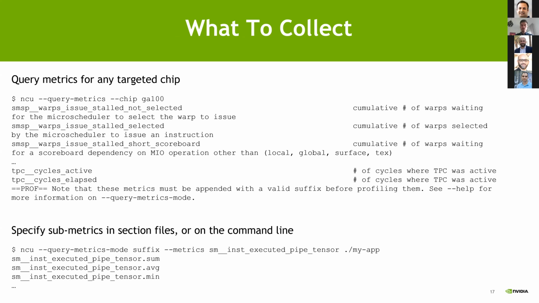And if you want to collect the metric from the command line, then you can just put the metric name there, and it will collect all submetrics. If you want to put it in a section file, then you have to specify the exact submetrics that you want to use. And submetrics are something shown on the bottom of the slide again. So for example, for SM INT executed pipe tensor, there are some average, min, and max, and others available. And the documentation also has more info on what these submetrics mean in detail.